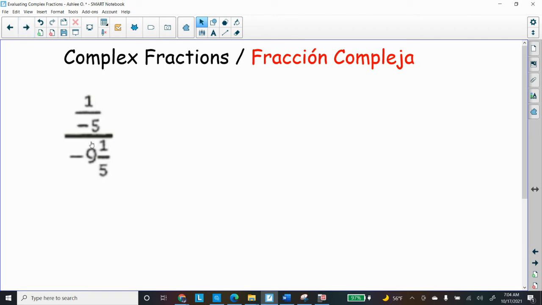Here's another one. This time it doesn't have anything that's being added or subtracted. We just have a fraction on top, negative 1/5, divided by negative 9 1/5.